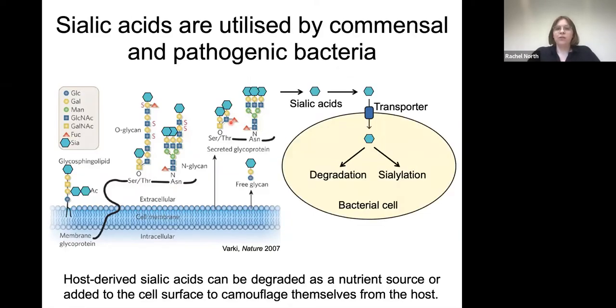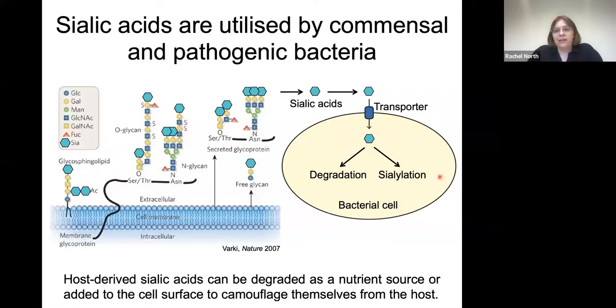And interestingly, these are also the same environments that many common commensal and pathogenic bacteria like to colonize and persist in. And here, these bacteria have adapted and evolved to be able to utilize these sialic acids, especially in environments where the glucose is really limited. So what they do is they scavenge it from the surfaces of our cells, and then they import it into their own cell via a sialic acid transporter over here. Once imported into their cell, they can either degrade it into a nutrient source, or they can use it to basically sialylate their own cell surface.